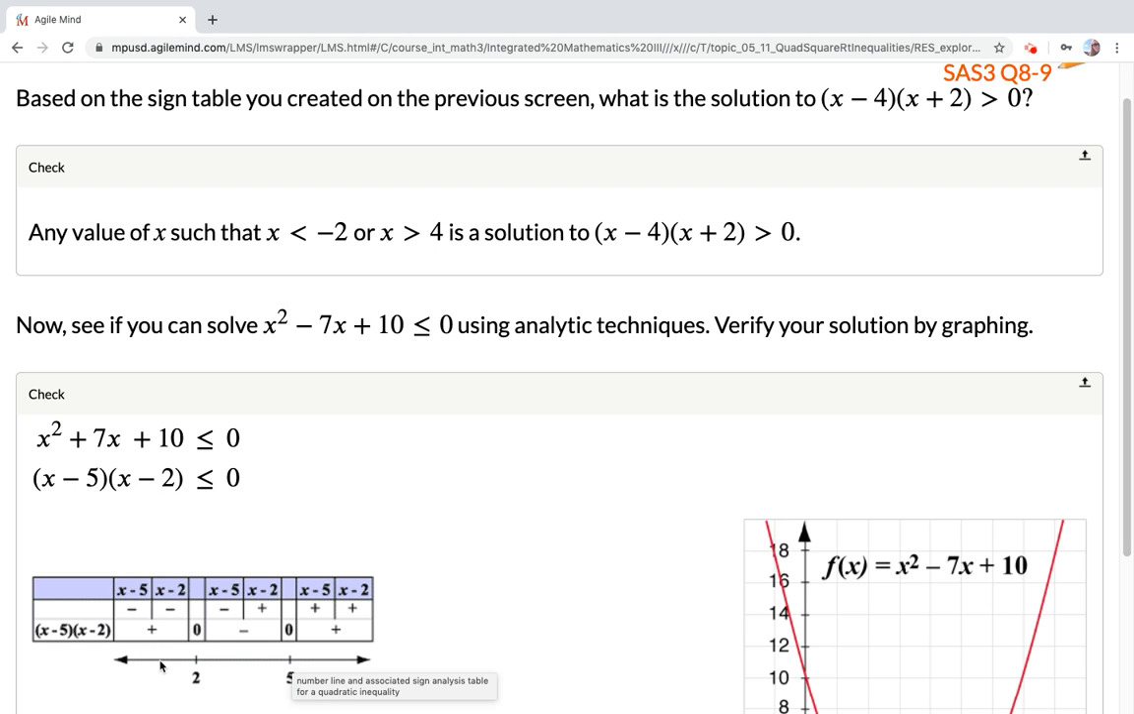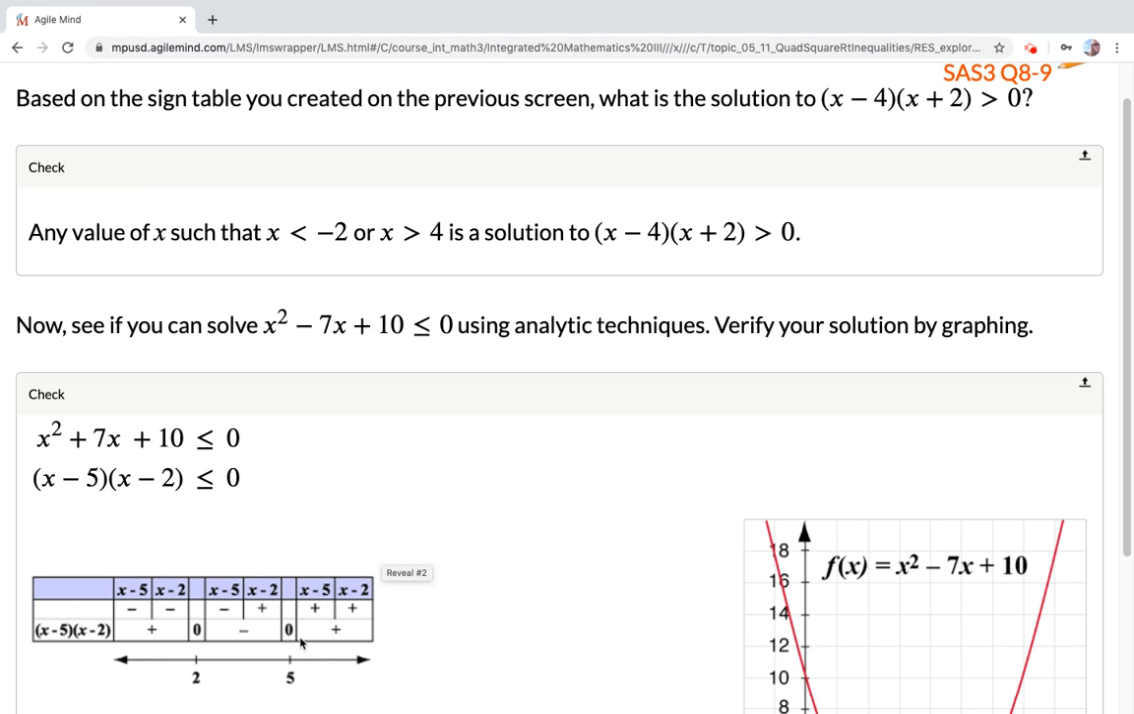And then I started plugging things in. So something less than 2 would be 0. If I plug in a 0, that's negative, and that's negative. Negative times a negative gives me a positive. If you plug in a 2, that's a 0. That's why we picked it. And then we'll pick something between 2 and 5, like 4. If I plug in a 4, that's still negative, and that's now positive. Negative times a positive gives me a negative answer. And last but not least, something greater than 5, like 6. If I plug in a 6, that'll be positive, and that will also be positive. Positive times a positive gives me a positive answer.